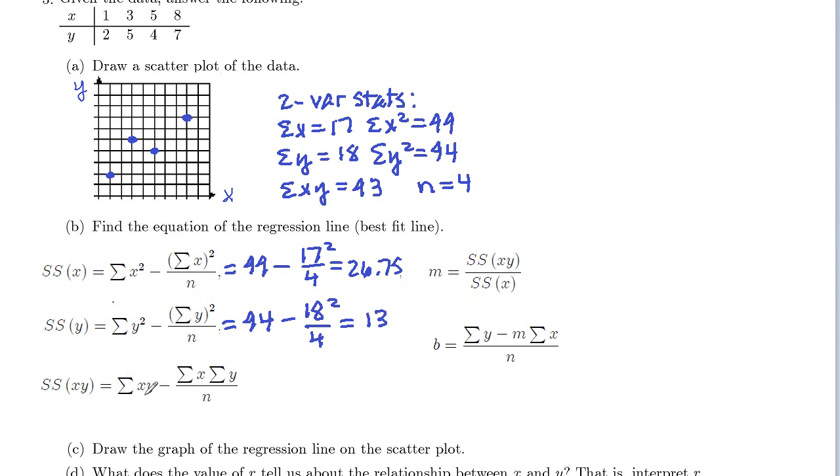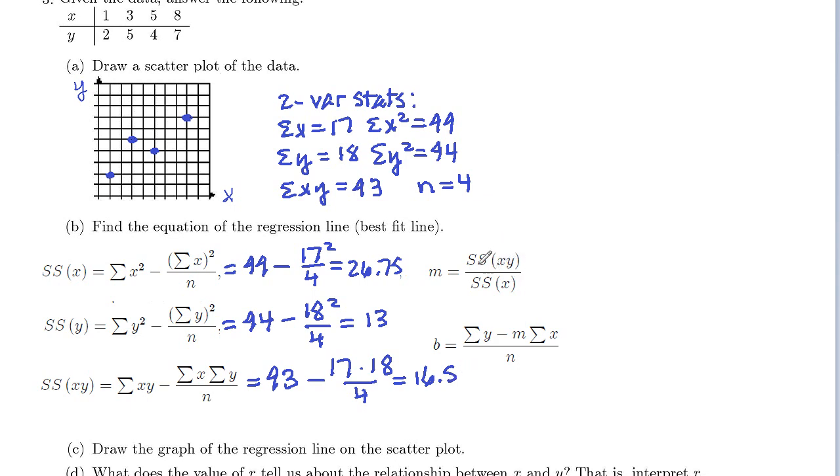And then the sum of the xy's, that's the 93 right here, minus sum of x, sum of y over n. So the sum of the x's is 17, the sum of the y's is 18, and we're dividing by 4. And if we enter that into the calculator, we get 16.5.